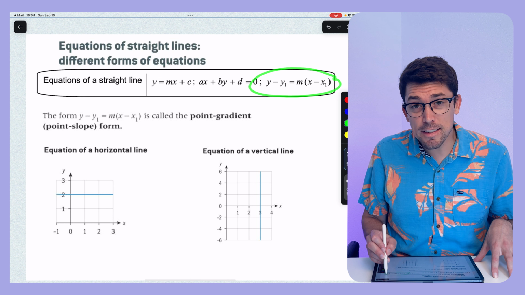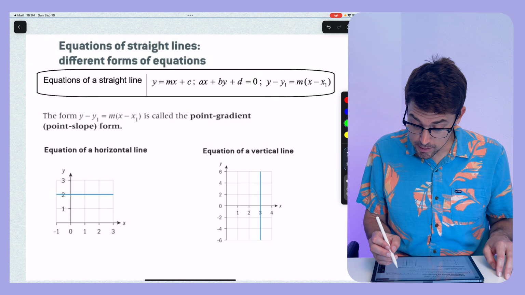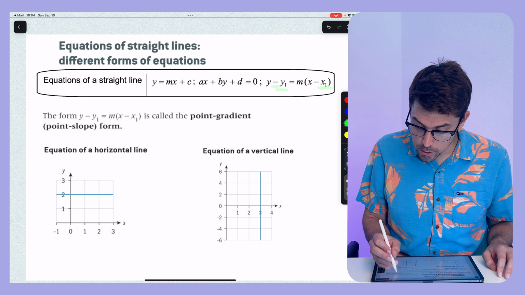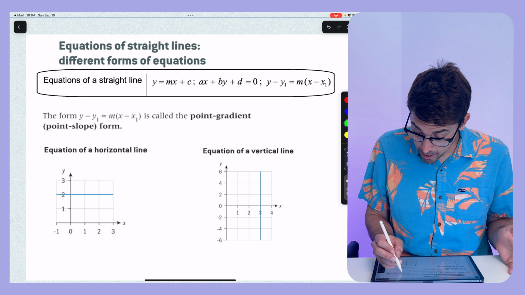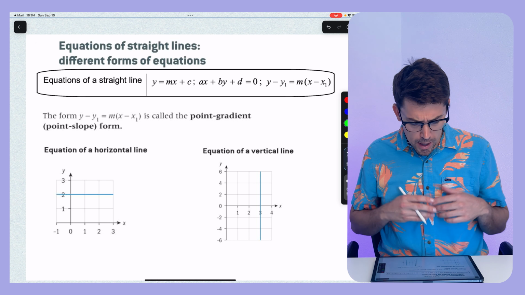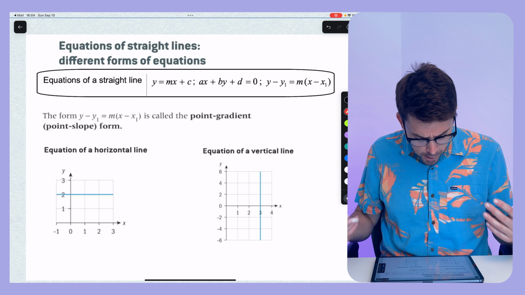The reason being is that we have the point, which in this case is x1 and y1, but don't forget that negative sign, and we also have the slope. And so we quite literally have a point and a slope. Point slope form. Easy way to remember. And let's take a look at what that is, but first just a little refresher.